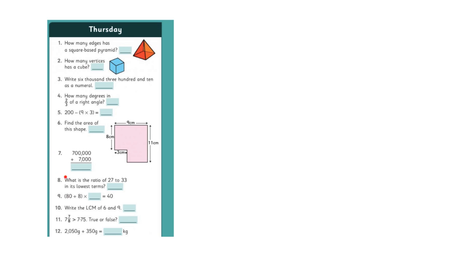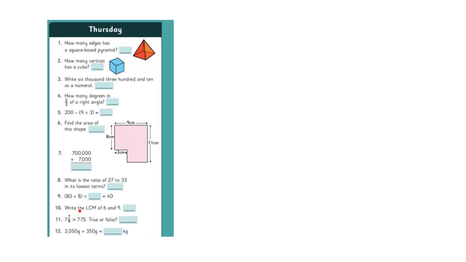Question 7 should be grand. It's just an addition. What is the ratio of 27 to 33 in its lowest terms? Okay, so we did loads of ratios before we left school. In its lowest terms, we can break it down: 27, 33, find a number that will go into both of those evenly and break down the ratio. Okay. 80 divided by 8 multiplied by something equals 40. So 80 divided by 8 is multiplied by what equals 40? That should be fine as well.